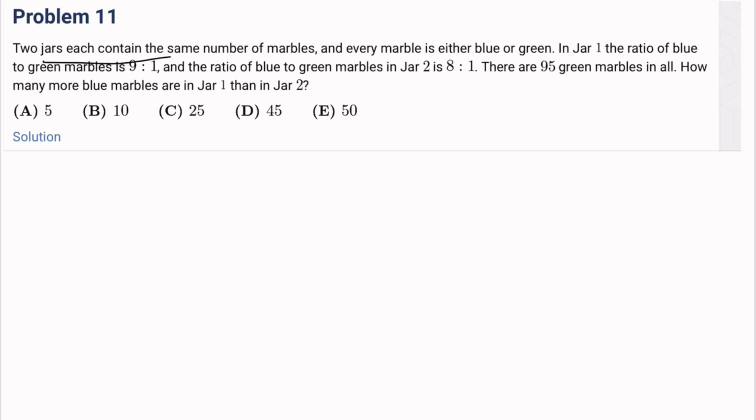Okay, so since they each contain the same number of marbles, we have jar 1 and jar 2, right? For jar 1, the ratio of blue to green is 9 to 1, and for jar 2, it's 8 to 1.